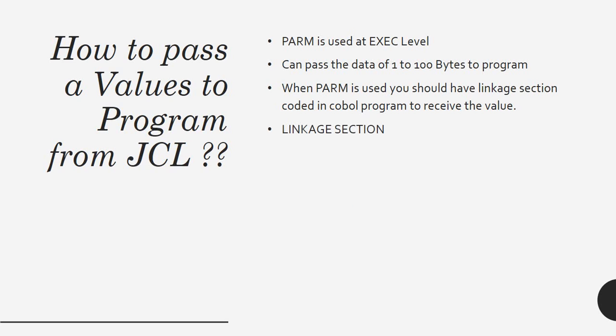So the linkage section, how does it look? It looks like this. You have a PARM parameter. This name I have given, but you can have any name written there. For a better understanding purpose, I've mentioned it there. The first one will have the length of the bytes that you are passing, that will be mapped to the S9(4) COMP variable, and the maximum value, as I said, is 100.